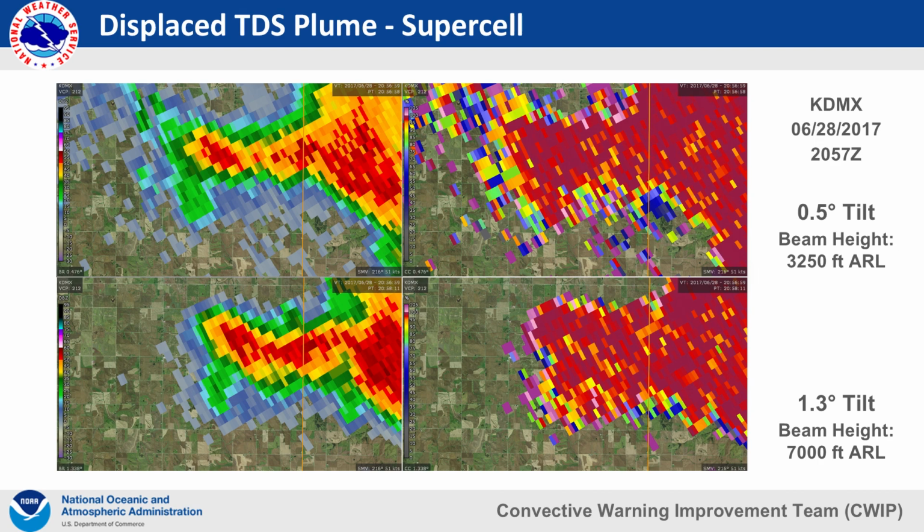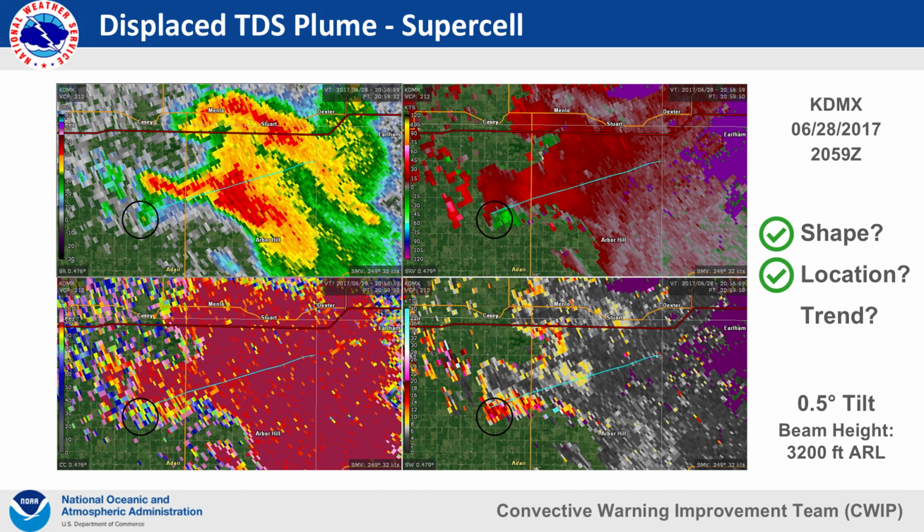For reference, here is both the half degree and the 1.3 degree reflectivity and correlation coefficient cuts, just to show that really nothing out of the ordinary in this appendage at this time. Moving forward a couple of minutes, we suddenly notice an increase in reflectivity plus a drop off in the correlation coefficient right at the tip of that appendage. That should be getting our attention right away.